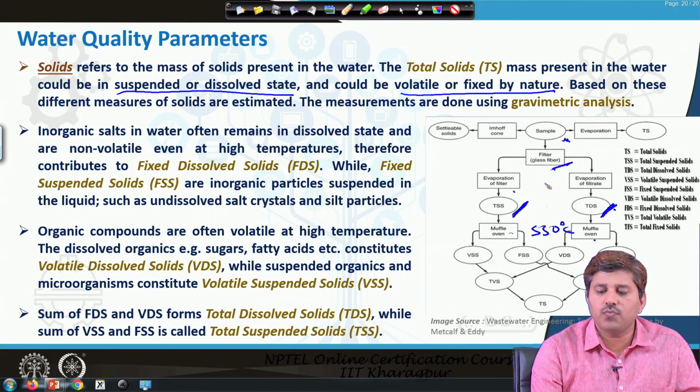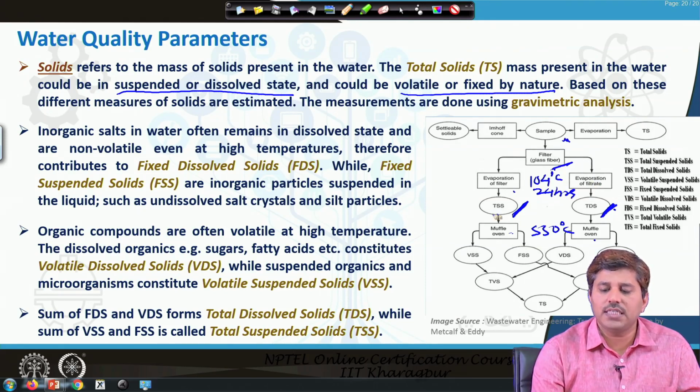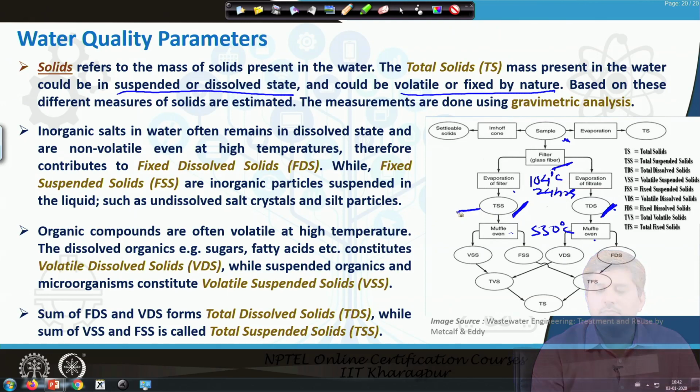So, after filtration we keep it in the oven at 104 or close to 100 degrees Celsius, 100 to 104 degrees Celsius, and we keep it for about 24 hours. Then after heating we cool it to room temperature and measure in order to get the total suspended solids and total dissolved solids.